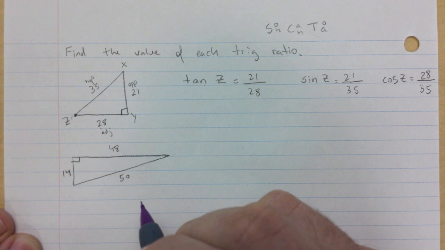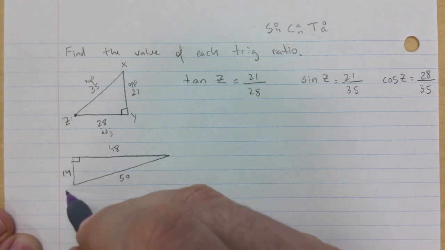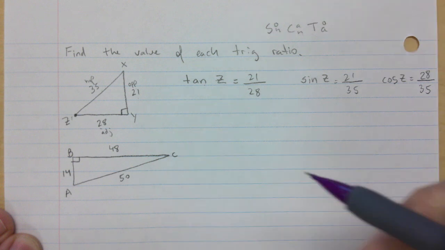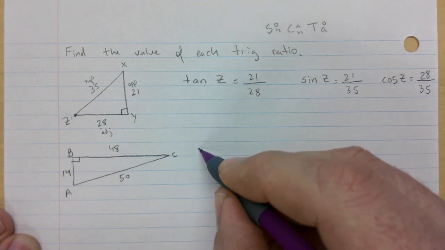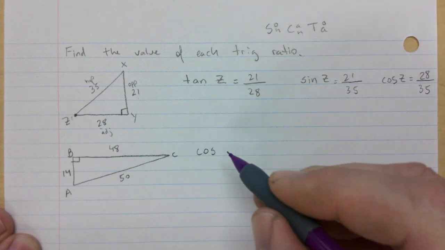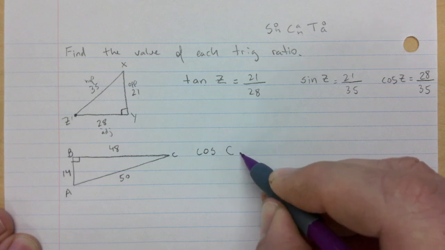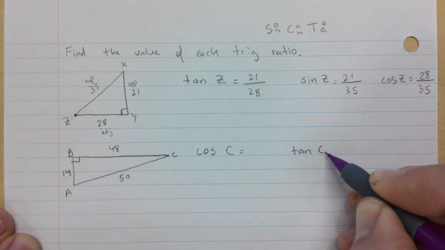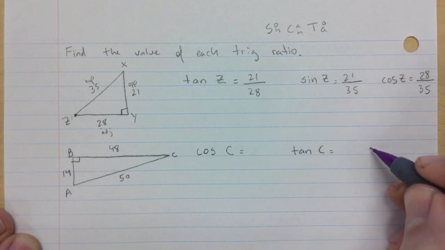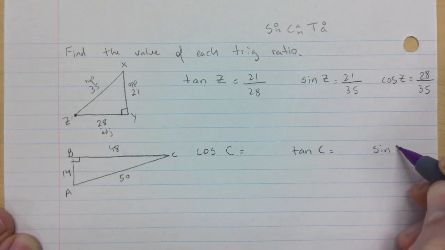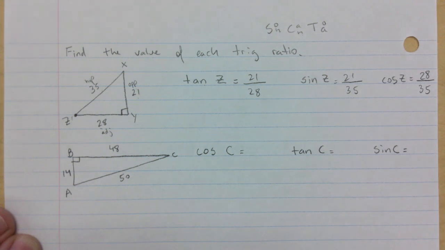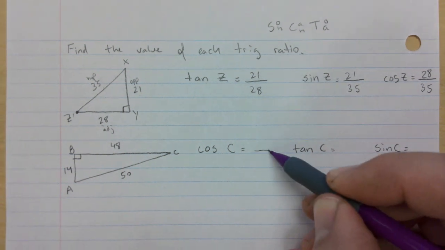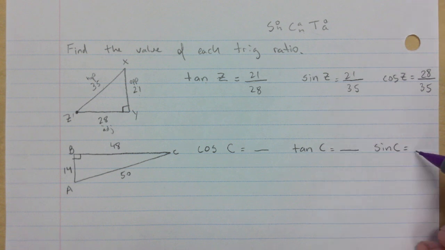We have one of those. We're going to go A, B, and C. Cosine of C, tan of C, sine of C. So I'm mixing it up so it's not always Sohcahtoa, right? So now do the same thing with this triangle.